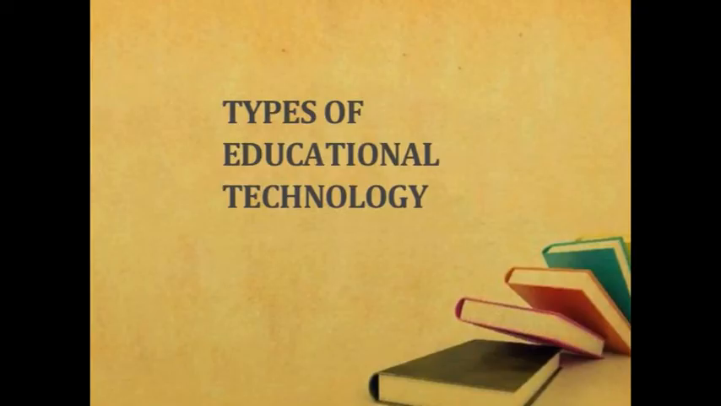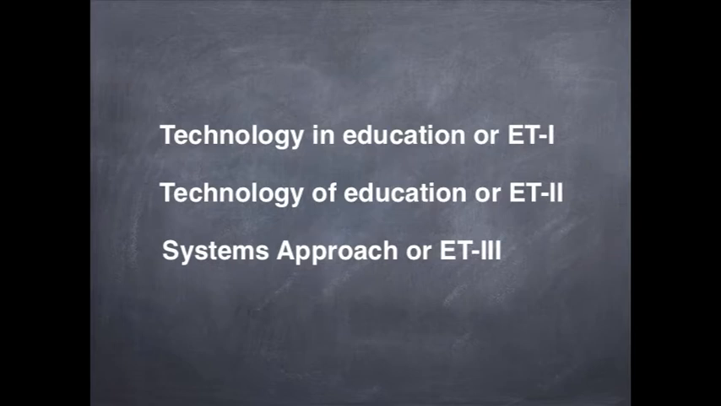Coming to types of educational technology. There are three types of educational technology. Technology in education or ET1, technology of education or ET2, and systems approach or ET3. Technology in education or ET1. Technology in education refers to the application of engineering principles in the development of electromechanical equipment used for instructional purposes. This type of technology is known as ET1 or hardware or media.